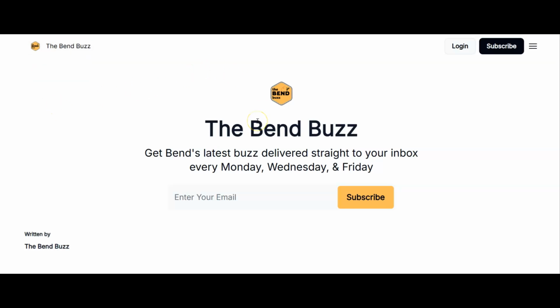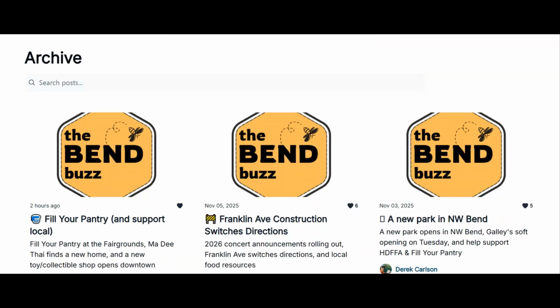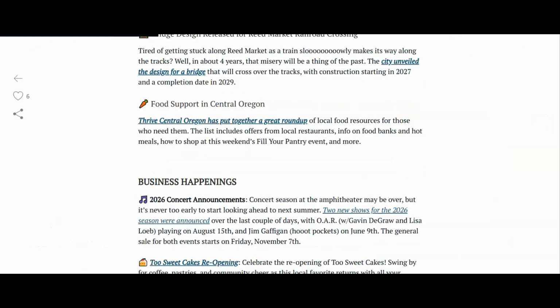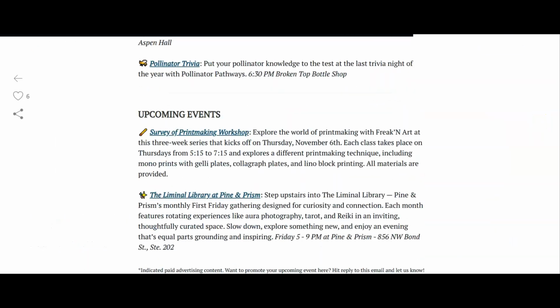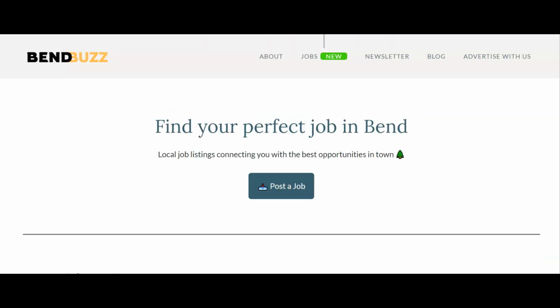We're talking about monetization of your local newsletter. We're using the Bend Buzz, which is based in Bend in Oregon, as our example to talk us through this. You can see that they're producing local newsletters on a weekly basis. And down here, we talked already about them making money through their jobs board, which you can see here, which is part of their website.